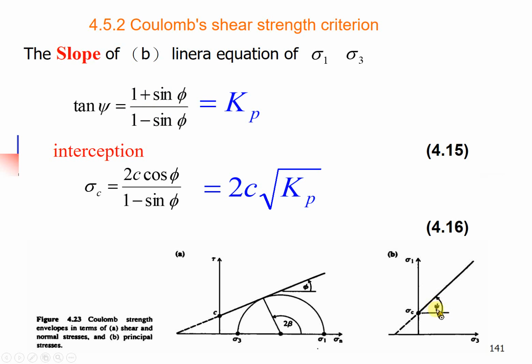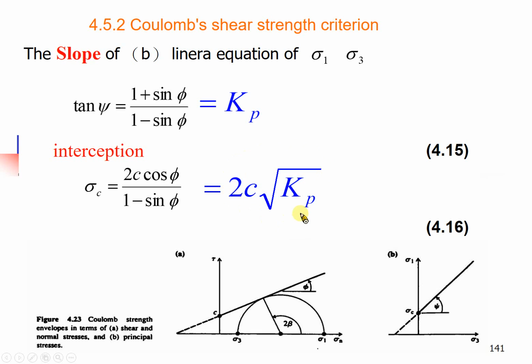So the angle psi here will be tangent psi equals Kp. Okay? 没有问题吧？这条直线跟水平的夹角，如果是 psi 的话，那 tangent psi 就会等于斜率。Okay? Tangent psi will be the slope. The intercept will equal this.